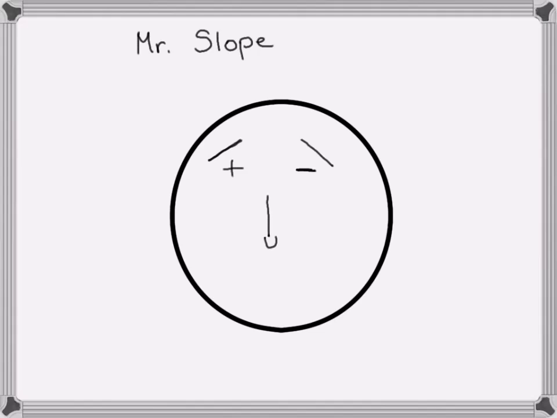Okay, so then, last but not least, Mr. Slope needs a mouth. So we draw a horizontal line, like so, and we put little dimples on either side of his mouth, which look like zeros. So that reminds us that a horizontal line has a slope of 0. And that's it. That's Mr. Slope.